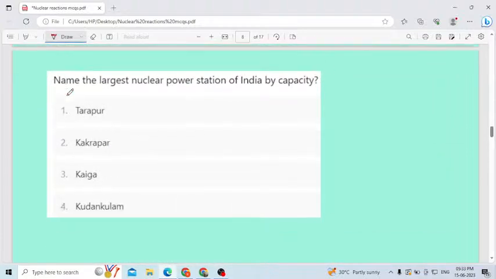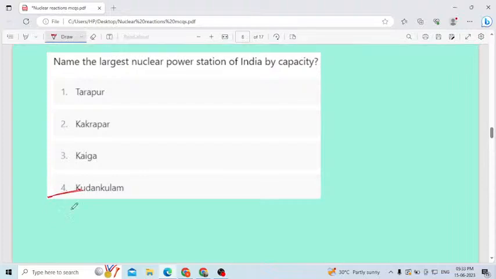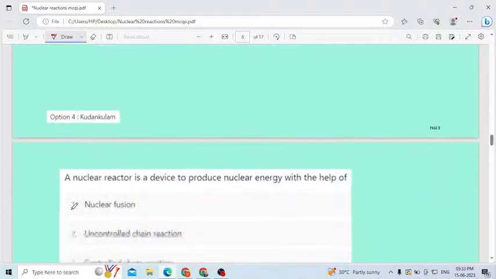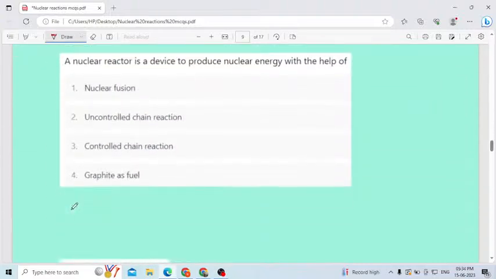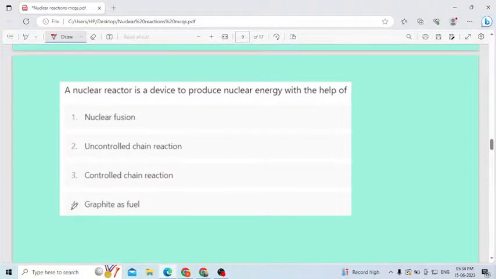Next, name the largest nuclear power station of India by capacity. First option Tarapur, second option Kakrapar, third option Kaiga, fourth option Kudankulam. Fourth option is the correct answer. Largest nuclear power station of India. Remember the names, okay?